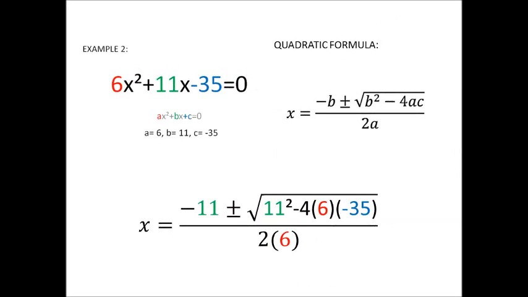Okay, so now we're going to replace each variable by their corresponding value, and this is how it should look like. x equals negative 11 plus or minus square root of 11 squared minus 4 times 6 times negative 35 over 2 times 6.